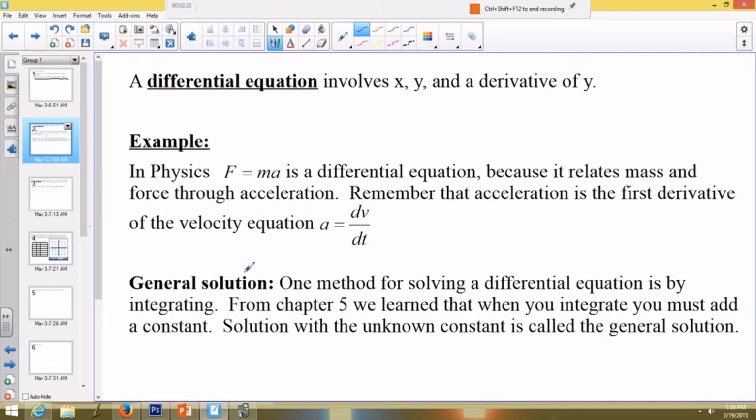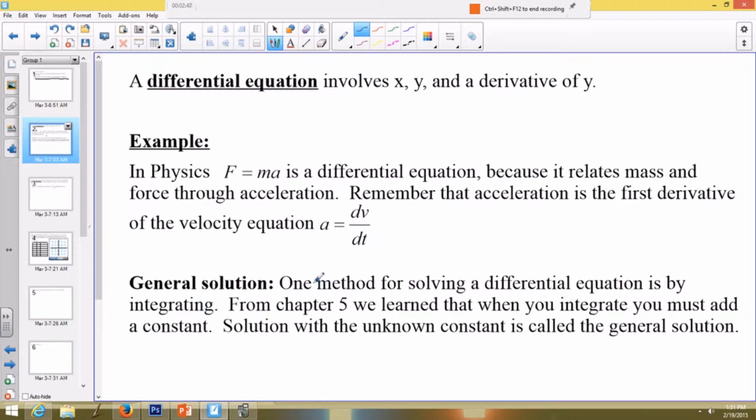The general solution, though, and this is going to be something that they're going to ask for quite a bit. So it's important that you understand what a general solution is versus a particular solution, which is what we'll get into in the next page. But one method for solving differential equations is by integrating. And this is just, again, the low level, simplest thing, so you get your mind around it. You'll get into the details later.